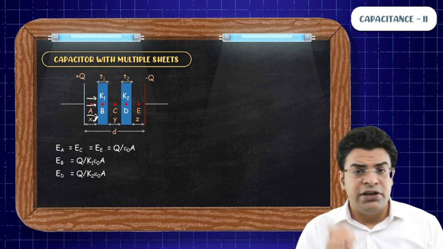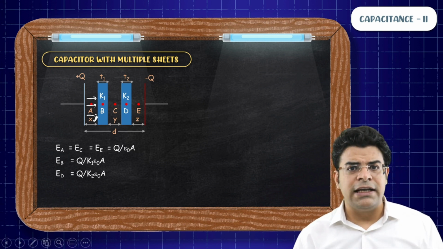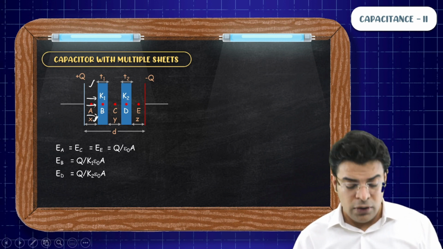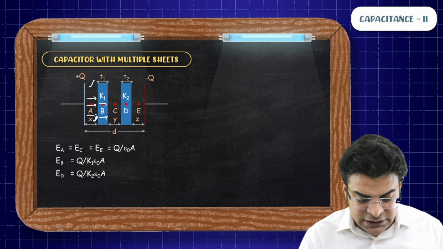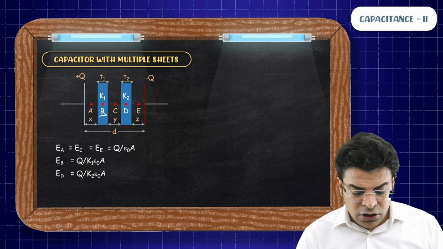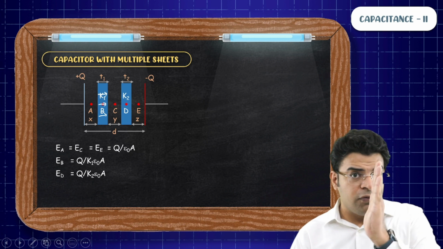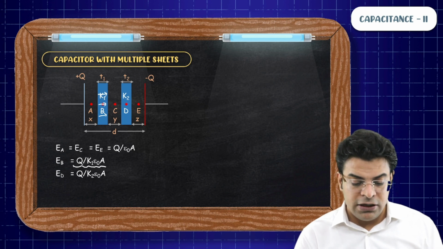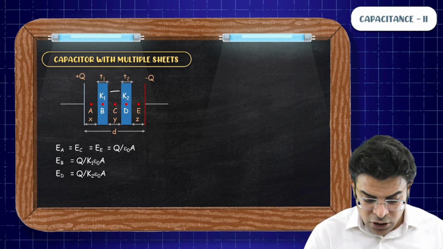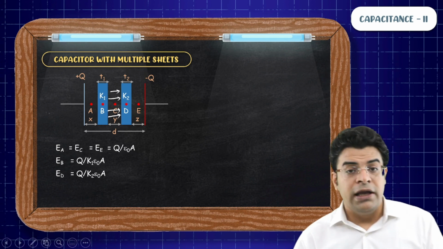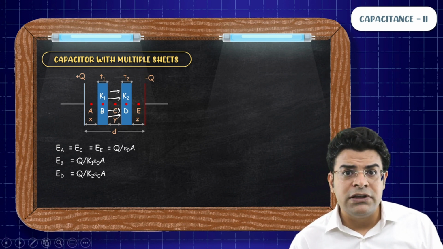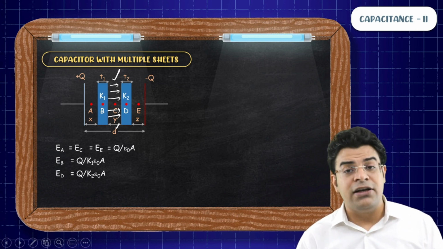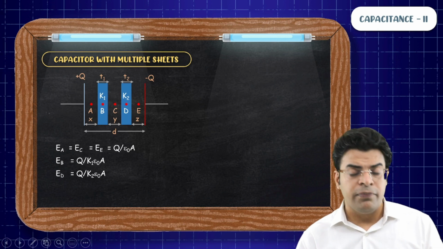let's say in the region of thickness X, the potential drop will be equal to the electric field here, which is Q by epsilon naught A, times X. In the next thickness T1, the potential drop will be equal to the electric field within the first slab, which is Q upon K1 epsilon naught A, multiplied by its thickness T1. Going from here to here, in the region where the point C lies, the potential drop has to be equal to the electric field in this region multiplied by Y, and the electric field in this region is Q upon epsilon naught A.